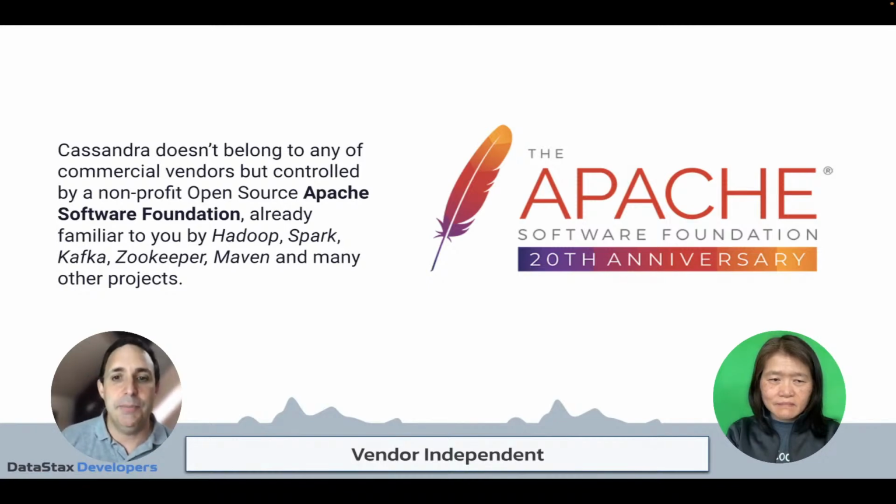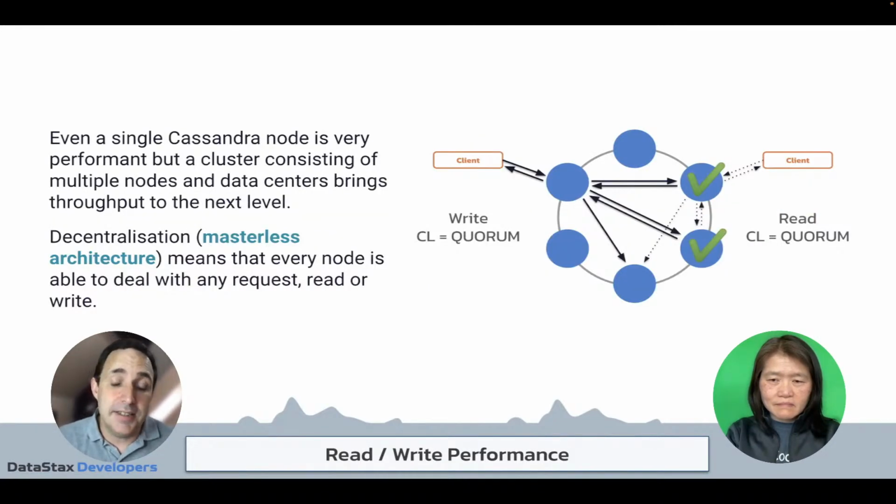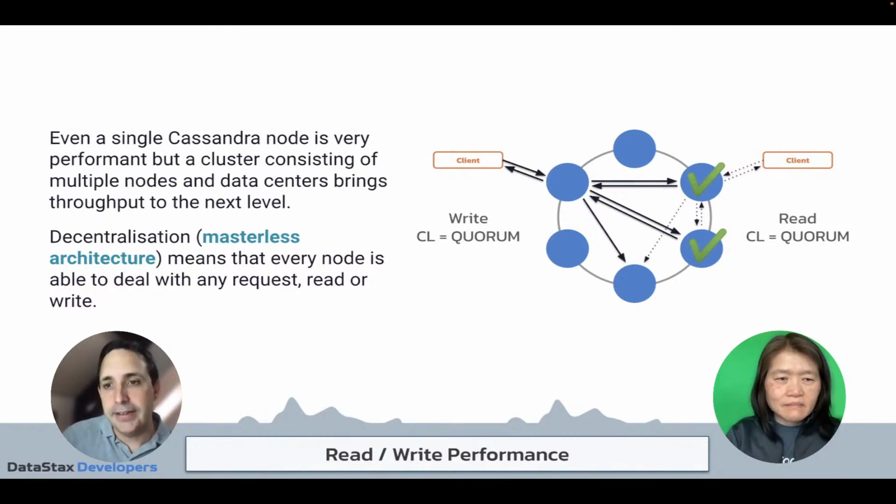Pretty cool, vendor independent. Each Cassandra node is performant and is the same as the others. Because there is no master, you can lose any of the nodes. It's not a big deal. The data is distributed across all the nodes, but is also replicated. The same data is available on multiple nodes. So if one node goes down, not a big deal. The data is still somewhere else.